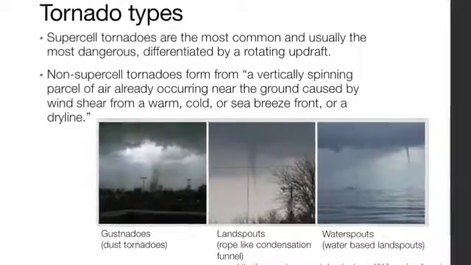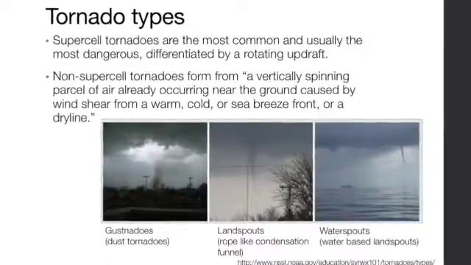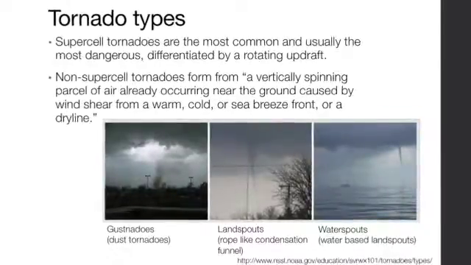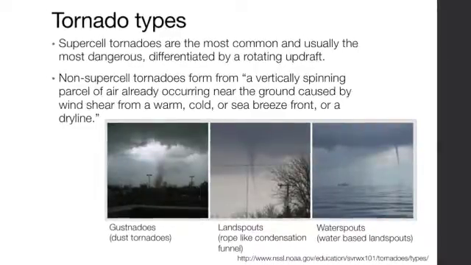At the bottom, we have pictures, and at the left-hand side, we have gustnadoes, which are dust tornadoes. In the middle, we have landspouts, which are rope-like condensation funnels, and waterspouts at the right-hand side, which are water-based landspouts.